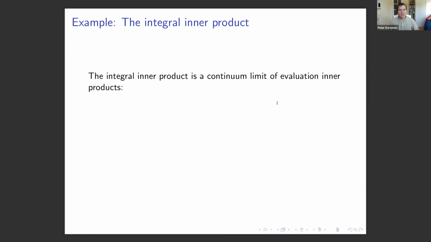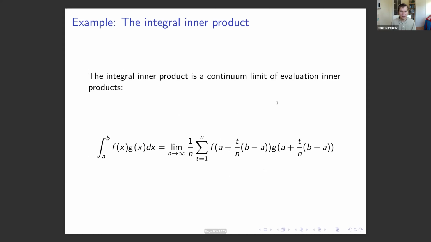The integral inner product is a continuum limit of evaluation inner products. Now, say you want to take a series. If you take a space of polynomials with degree up to n, and then you send n to infinity, there is this formula: you take a sum over the two polynomials f and g.